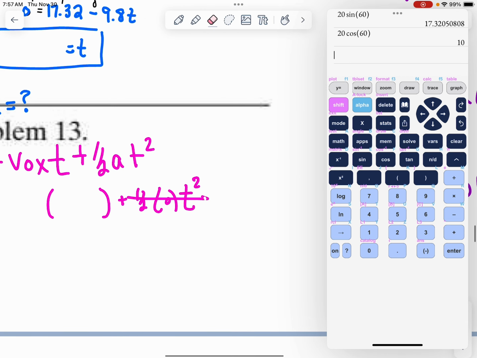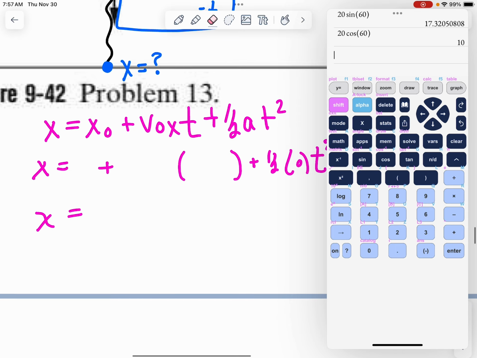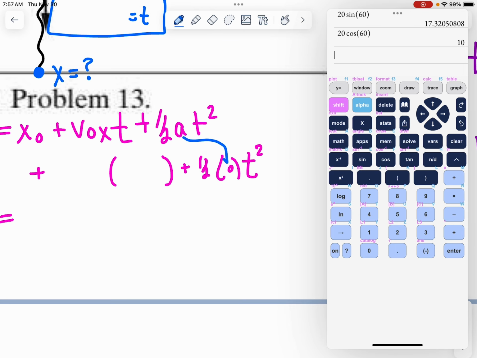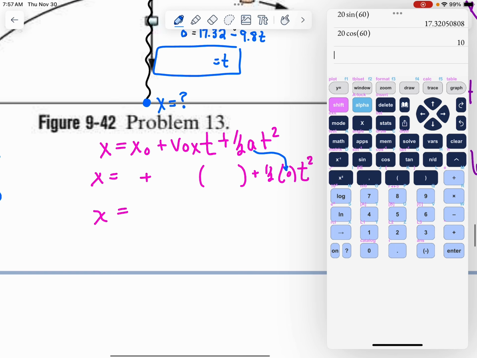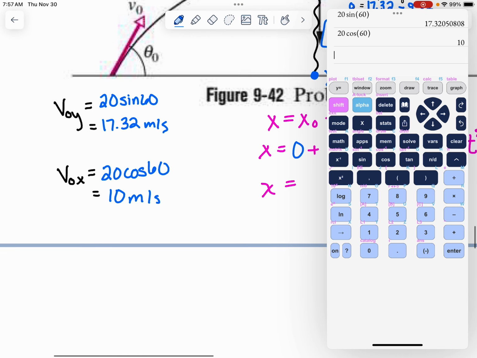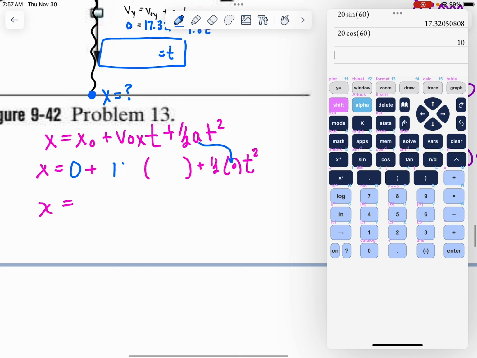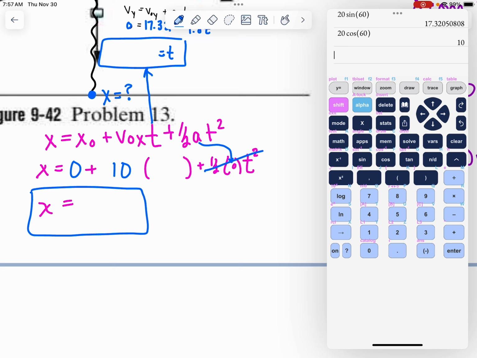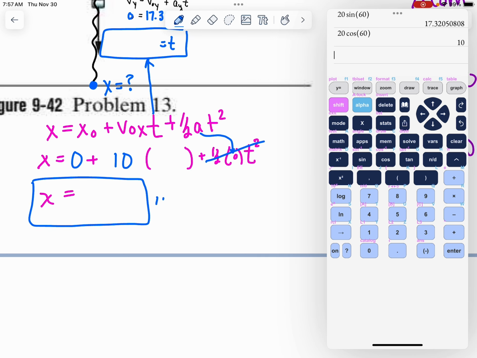And the reason I crossed this off is because the acceleration in the x direction is 0. So you're going to use this formula with your new time. Remember, your original x position was 0. Your original x velocity was 10. And your time is whatever you got right here. And then this whole thing zeroes out. So please solve for your x position here. Now remember, that x position that you get is just half of the horizontal distance.